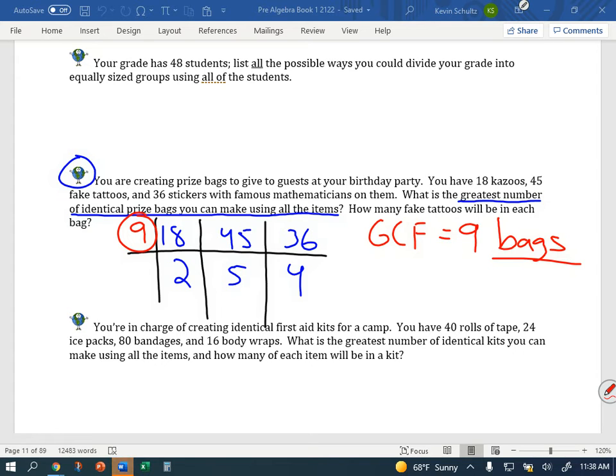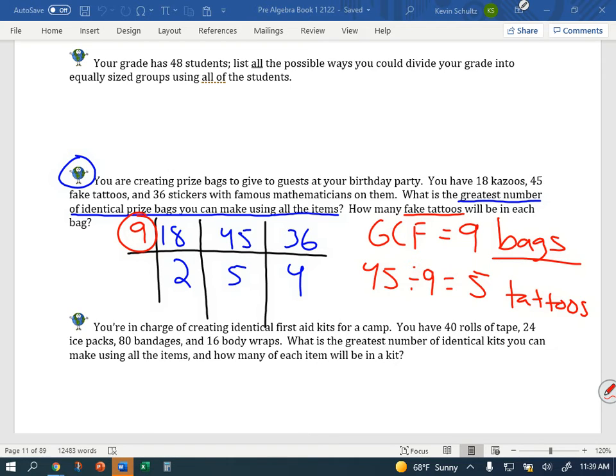So if you can make 9 bags, and I want to know how many fake tattoos will be in each bag, Cade was saying, well, you take that 45 and you divide by 9, and that's where he got the answer of 5. Right? So many times, kids will get the 9 and they'll stop. They'll say, I found the greatest common factor, that's it. But there's a little extra step. That represents how many bags can be made, not the number of fake tattoos.